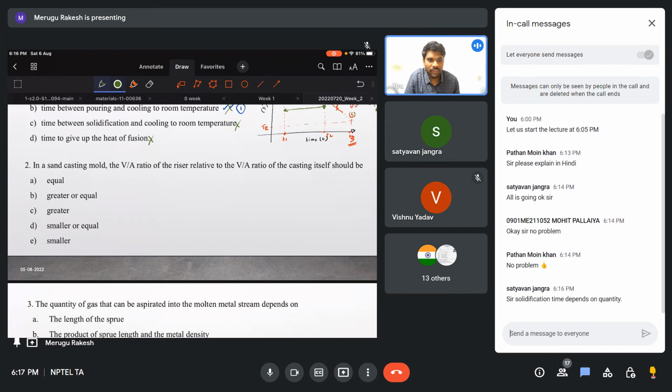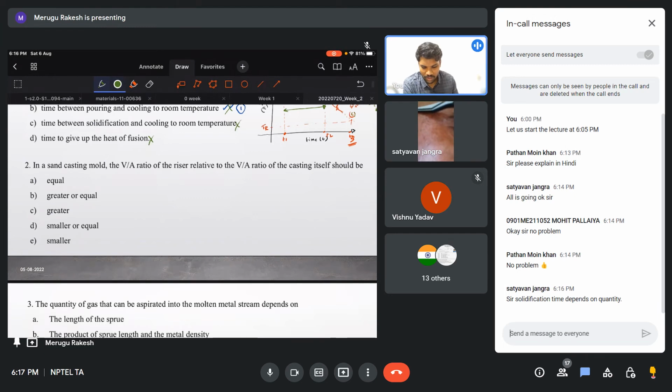Yeah, solidification time depends on quantity, correct? So what is the doubt in it? Bigger casting takes more time, smaller casting takes less time. That is true. Okay, sir. Thank you. Yeah, thanks.